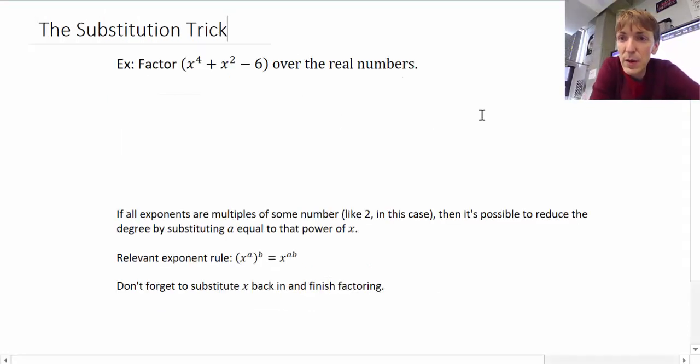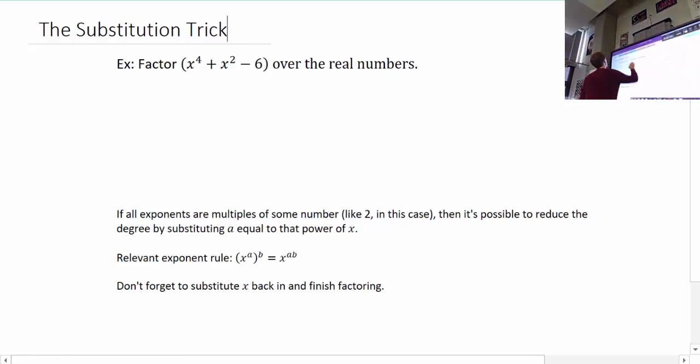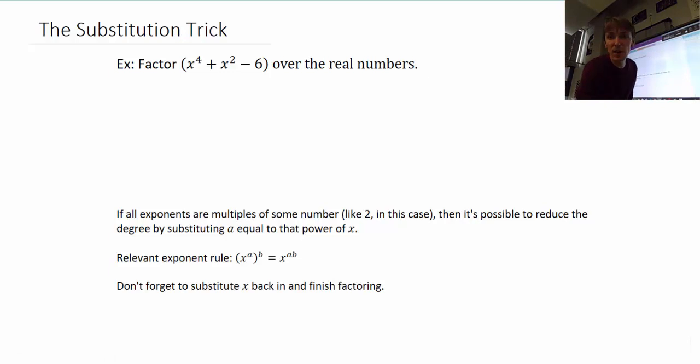So this next trick is a little bit more complicated, but I call it the substitution trick. You might know it by some other names. I'm going to use this example to illustrate what that is, and I'm going to write this example out. Okay, I want to factor this over the real numbers, and what I notice about this to start with is that it has x to the 4th and x squared. That means that all the powers of x that I see are multiples of 2.